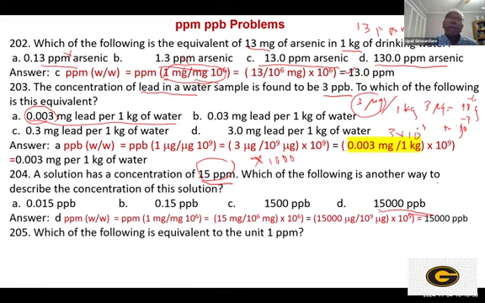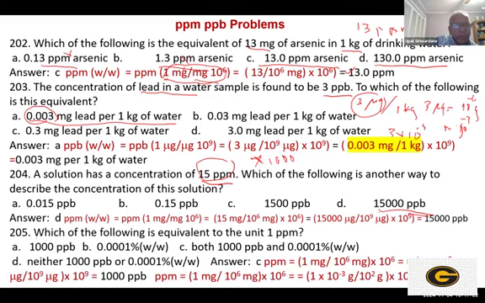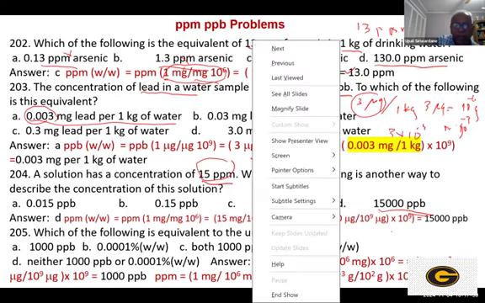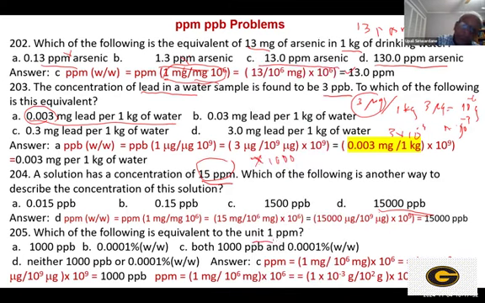All right. There's another problem. Which of the following is unit equivalent to 1 ppm? 1 ppm is, you check out each one. 1 ppm is 1 ppb, 1,000 times. This is 1 multiplied by 1,000.